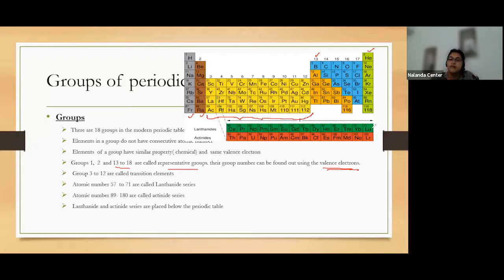58 to 71, we call them the lanthanide series. 90 to 103, we call them the actinide series. The lanthanide series and actinide series are present beneath the actual periodic table.